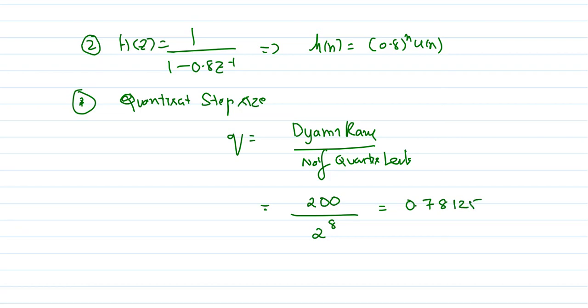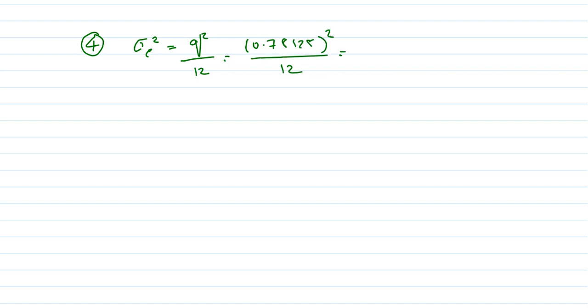Once I know the Q value, I have to find the variance due to input. Sigma E square is given by Q square by 12, or 0.78125 whole square by 12, which gives you 0.05086. Once I know this, I can go to the next step.